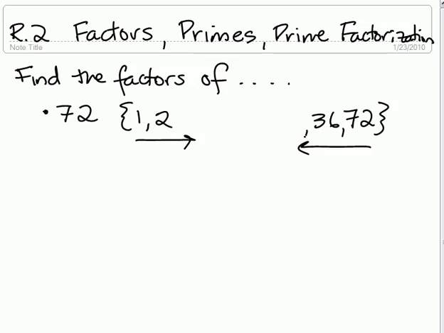Does 3 go into it? 7 plus 2, 9. I added up the digits. Yep. So isn't that nice that we had that divisibility shortcut? So 72 divided by 3, you're going to have to divide that out, but I'll just tell you, you would get 24. So that's its partner. Does 4? If you divide it out, yep, 4 goes into 72, and it goes 18 times.